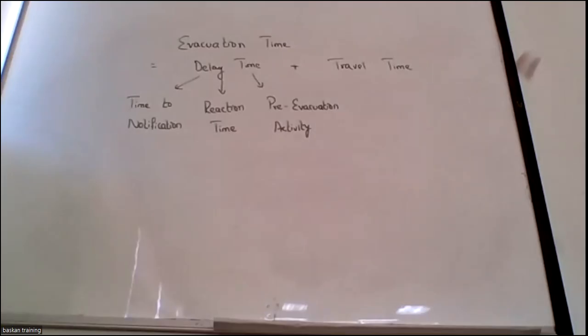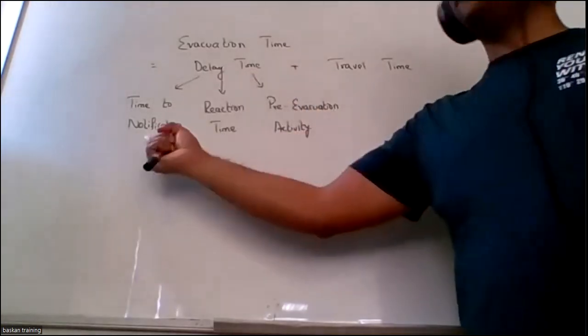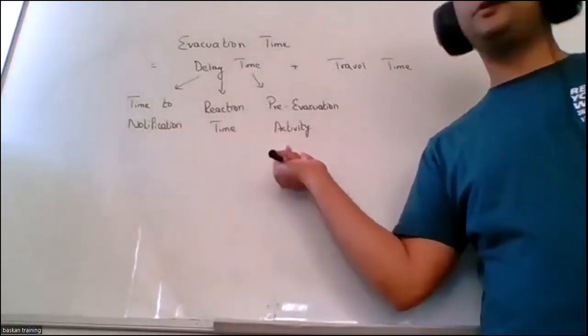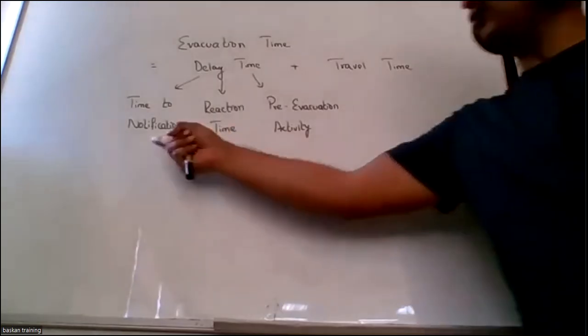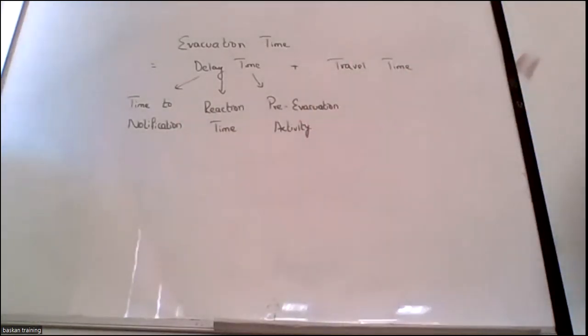So time to notification, reaction time, and pre-evacuation activity time: these three models are usually used to calculate the approximate evacuation time. These three models change for each occupancy type. For business occupancies it will be different, and for residential occupancies it's different. There are now software tools that work on NFPA standards.